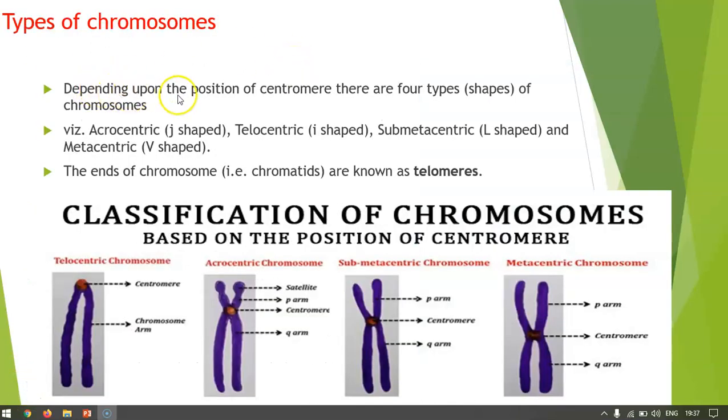Types of chromosomes: depending upon the position of the centromere, there are four types or shapes of chromosomes. Have a look at the picture here. When you have the centromere exactly at the center, it is called a metacentric chromosome. When it is just a little above the center, it is called a submetacentric chromosome. When it is towards one side of the chromatids, it is called an acrocentric chromosome, and when it is completely at one end, at the tip of the chromatids, it is called a telocentric chromosome. They show different shapes under the microscope.